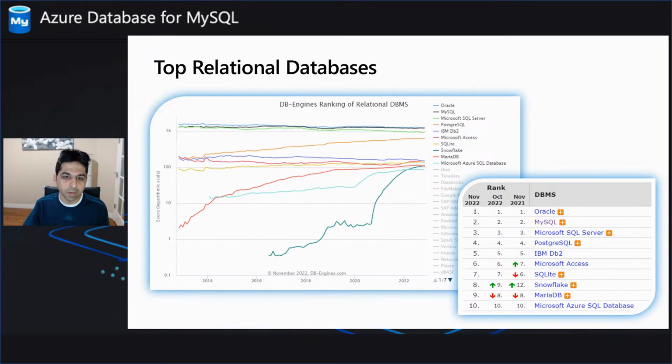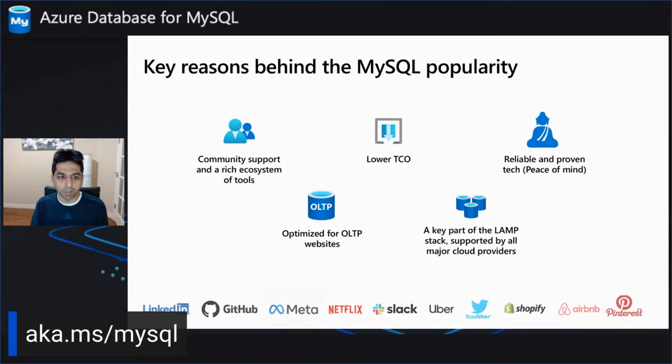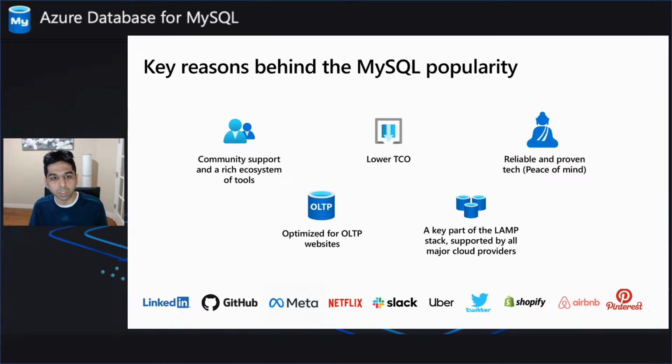So what are the key reasons for MySQL to maintain its top ranking? First, its rich community and ecosystem support. It's a 27-year-old product, and as you can imagine, for it to maintain its top position, this is not possible without strong community support and the knowledge base available out there, and the features and capabilities which the team is constantly innovating and providing on the MySQL engine.